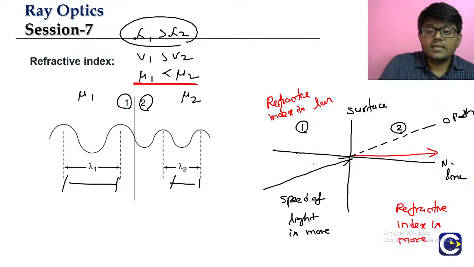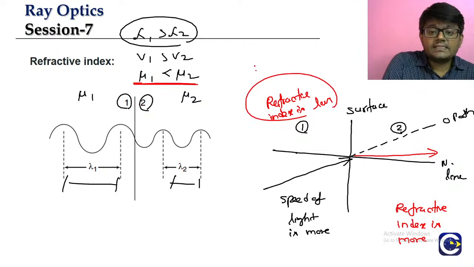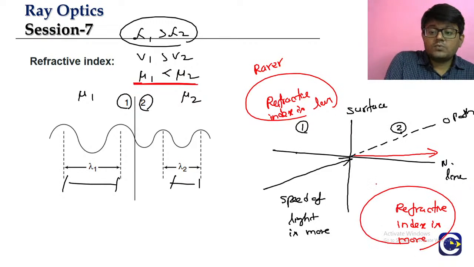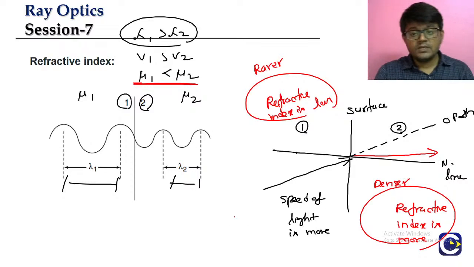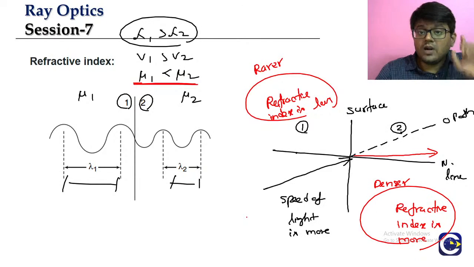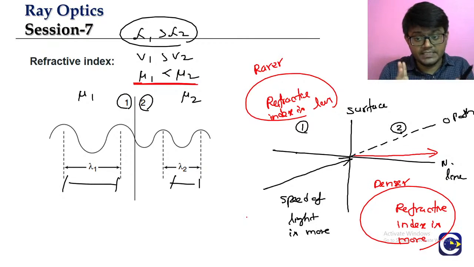So we use certain terms. Whenever for a medium the refractive index is less, we call it an optically rarer medium. When the refractive index is more, we call it an optically denser medium. Since it is the denser medium, don't think of it in terms of physical density. Physical density need not have a direct correlation with optical density. Just because a substance has more physical density need not mean that it will also have a higher optical density. This point we have to be clear about. The density we are talking about is the optical density.